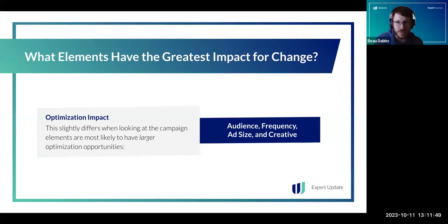So if you compare audiences to publishers, publishers were 50% more likely to have an opportunity for optimization, but the potential impact of optimizing audiences was 50% larger. So really, some elements show up a lot, but don't have huge impacts, but other ones show up infrequently, but have much larger impacts.